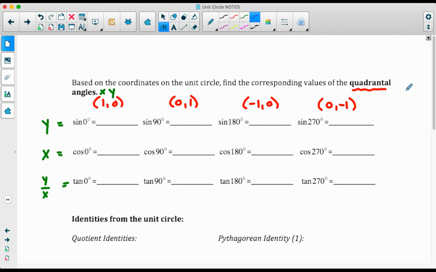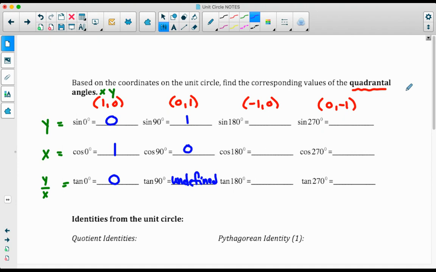So the equivalent value for the sine of 0, without doing any calculation, is 0. That is your y value. Your cosine value is equal to its x value of 1, and tangent is going to be y over x. We'll put a 0 over 1, and that is equal to 0. For the sine of 90, again, looking at what y is, it is equal to 1. Cosine, x, is equal to 0. Tangent, y over x. What happens this time? We end up with 0 in the denominator. What do we write? We write undefined. It is an undefined value.